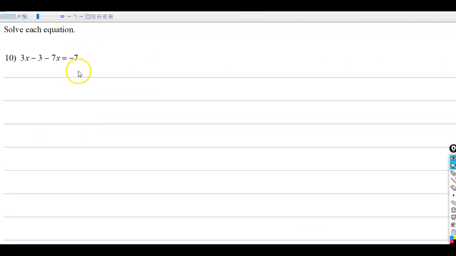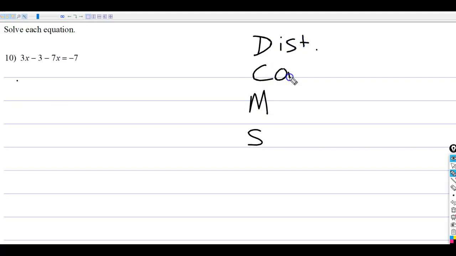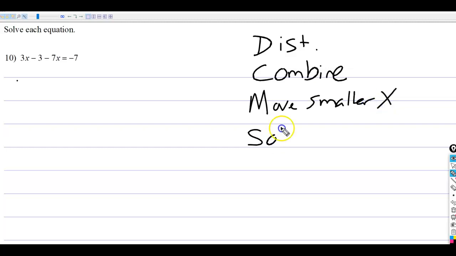Now we'll talk about solving equations. I came up with a little acronym, and I've always taught it this way. It's "Don't Call Me Stupid." But what it really stands for is Distribute, Combine your like terms, Move the smaller x, and then from there you end up with a 2-step equation, which most of you guys just know how to solve at that point.